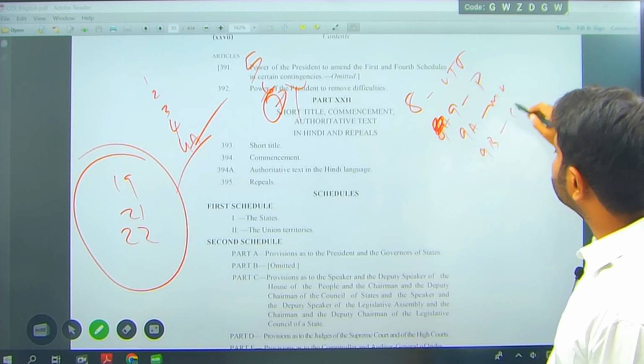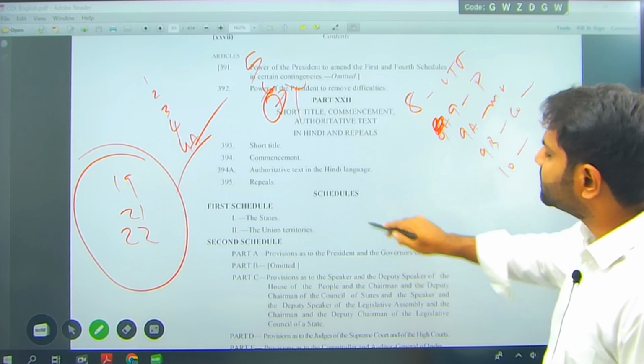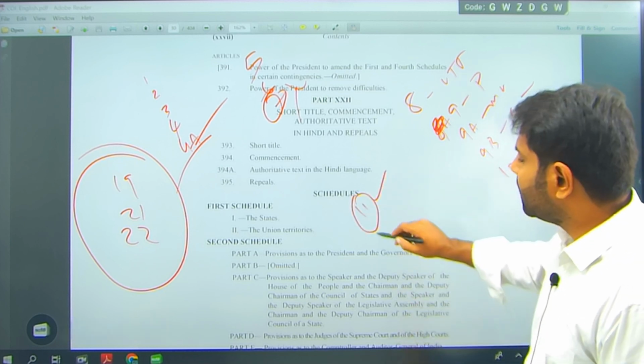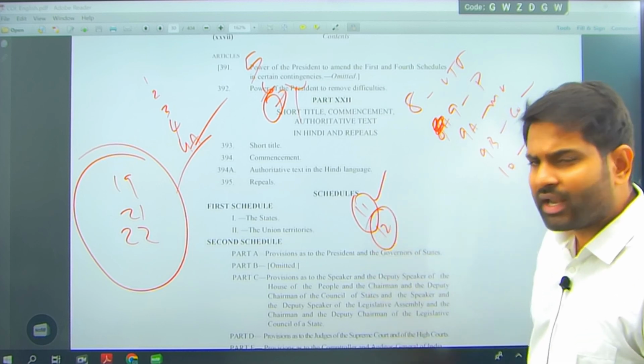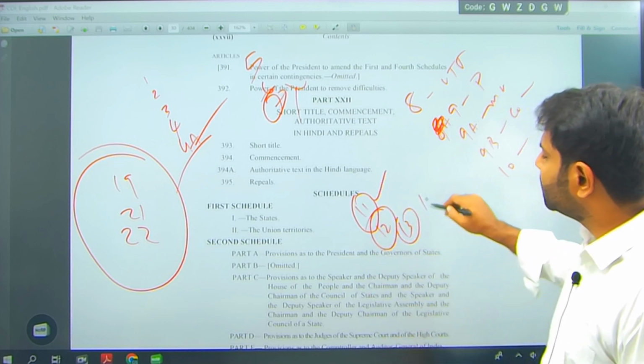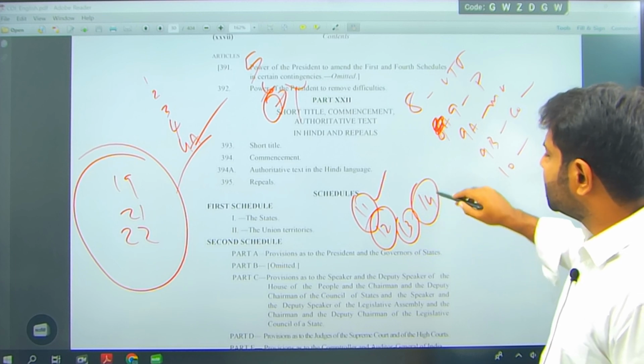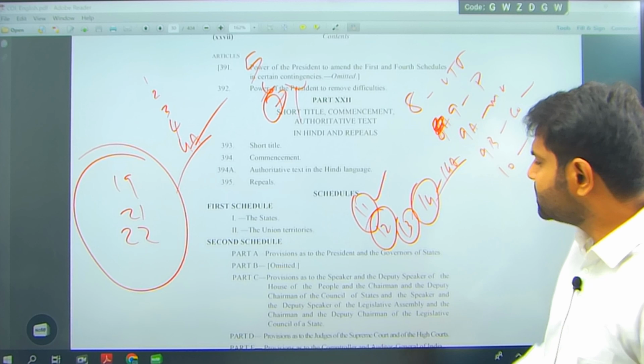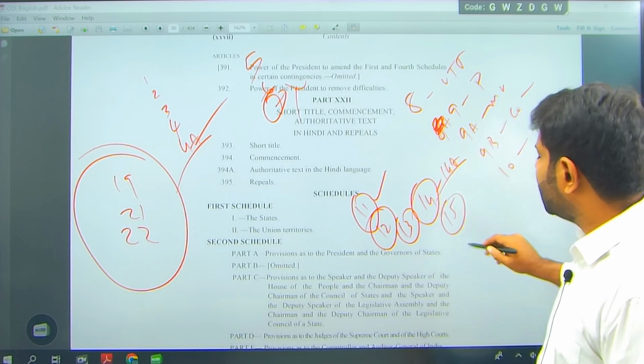9B is cooperative societies. 10th part is scheduled areas. 11th part is the relationship between the central government and state government. 12th part is all about finance. 13th part is all about trade. 14th part is all about services. We have 14A also, tribunals. Tribunals are quasi-judicial bodies. Then 15th part, elections.